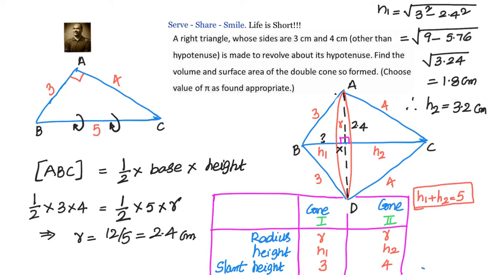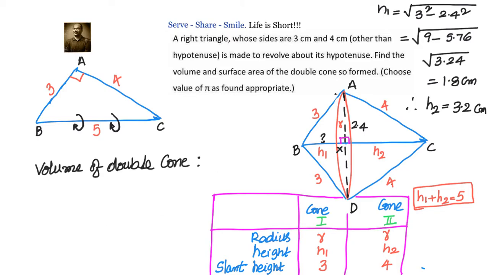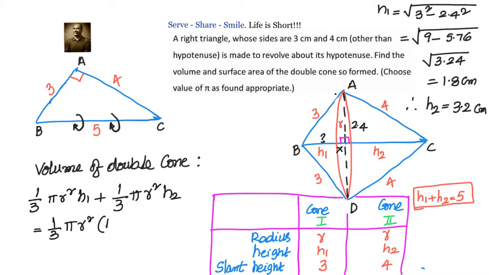Now once we have all the required information to calculate the volume and surface area, we can directly go ahead and substitute the values. Volume of double cone is nothing but sum of the volumes of two individual cones, and we know volume of a cone is given by 1 by 3 pi r square h. For these two cones, the radius is the same and the heights are h1 and h2. We can take 1 by 3 pi r square common. Left out is h1 plus h2. So we can write 1 by 3 pi r square into h1 plus h2. But we know h1 plus h2 equals 5.